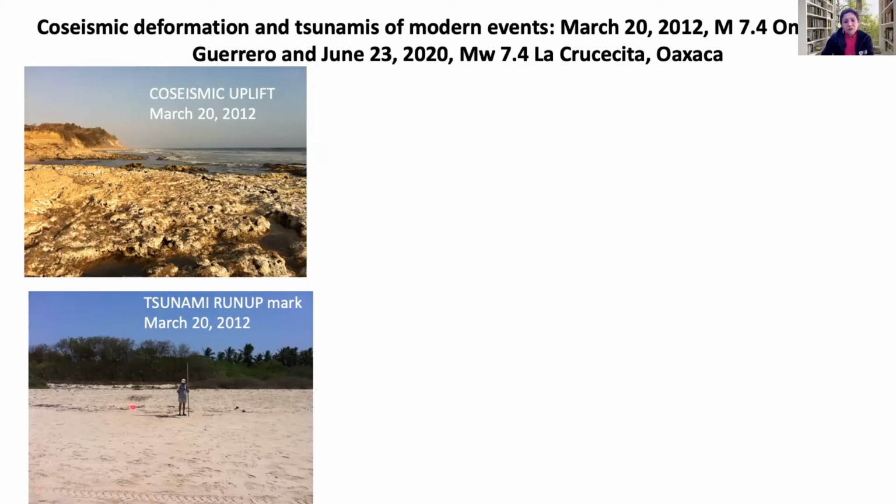In 2012, there was a report of a big earthquake, magnitude 7.4, on the coast closer to Oaxaca. And we measured co-seismic uplift of this event. You can see these white patches are intertidal organisms that are dying because they are not covered anymore by the sea. We also measured the tsunami inundation at the time.